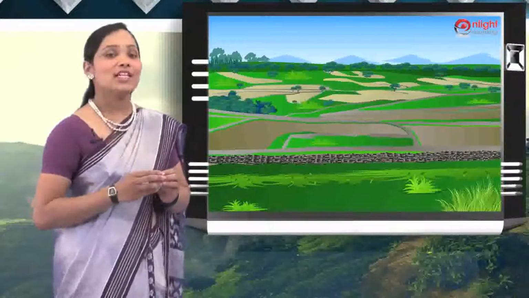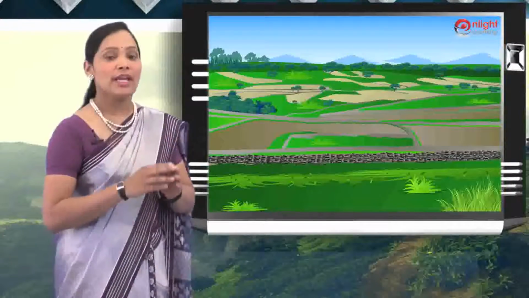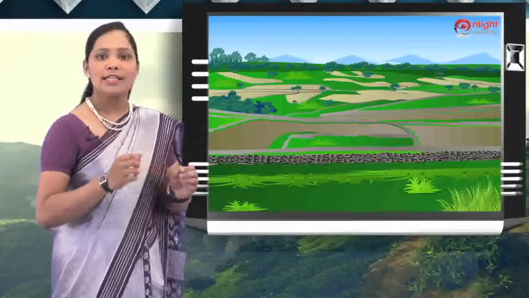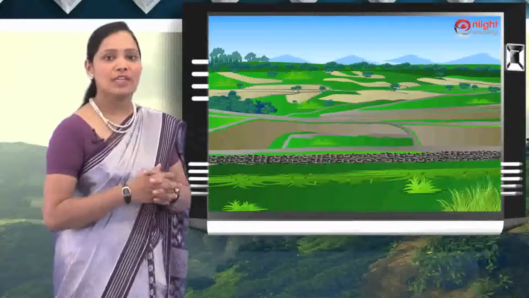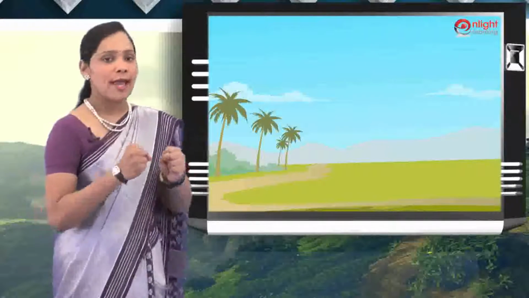Did you know that a lot of our food grain is grown in the plains of India? This is the reason why most of the people in India choose to live in the plains. The climate in the plains is hot during the summer and cold during the winter.